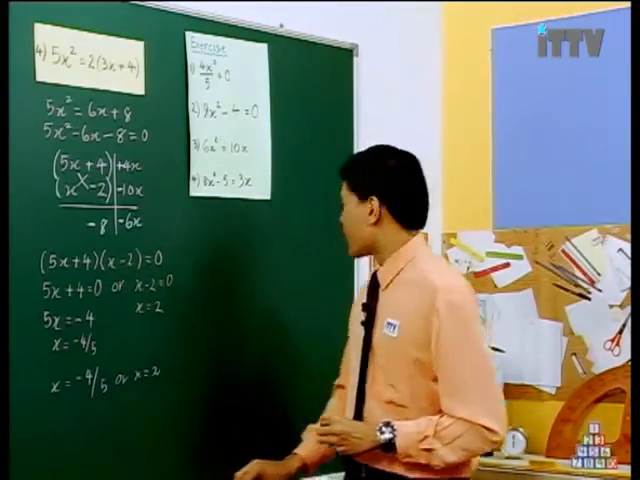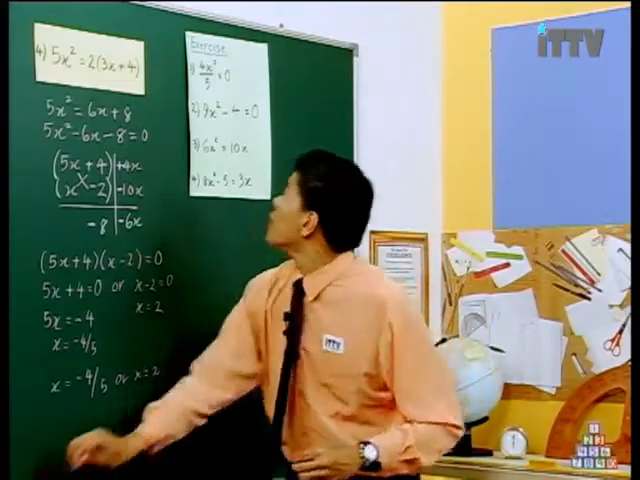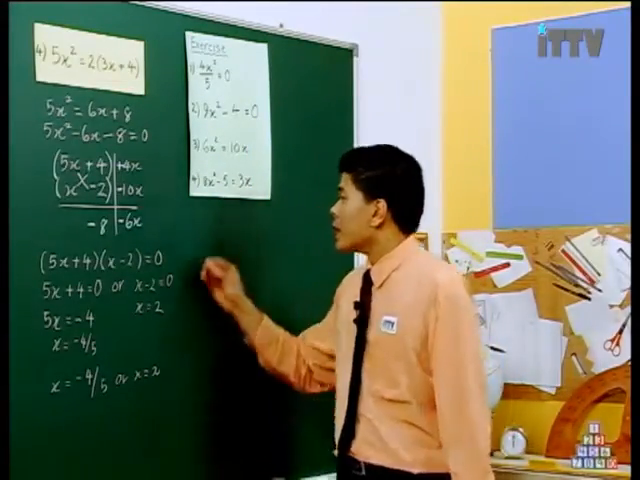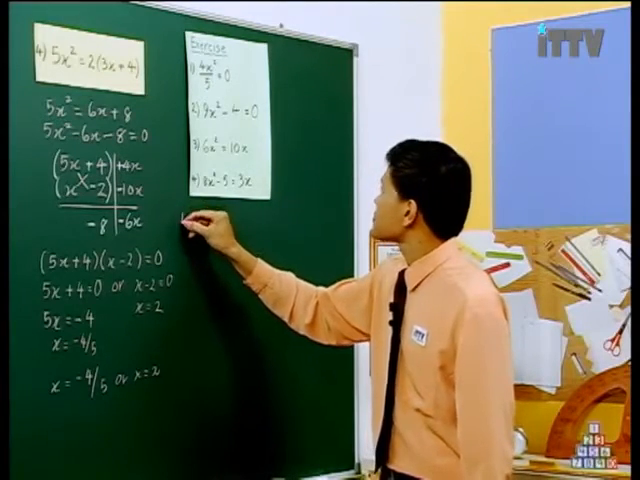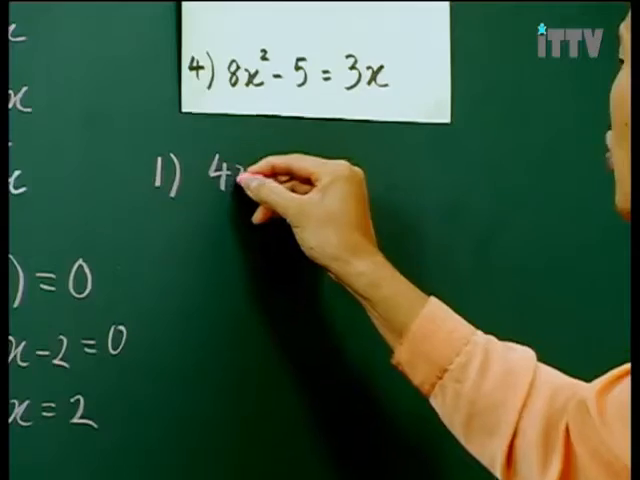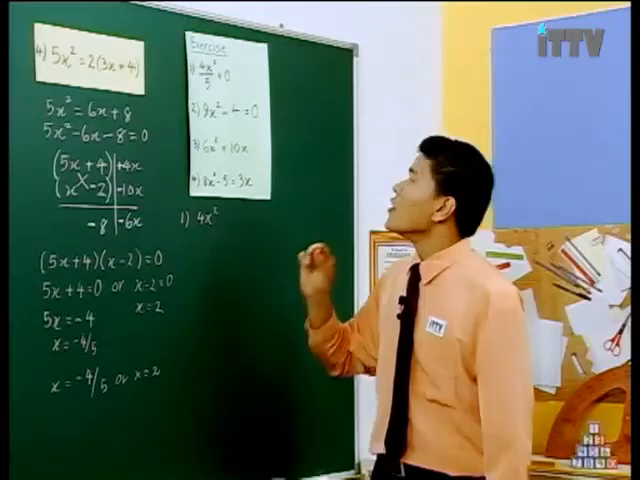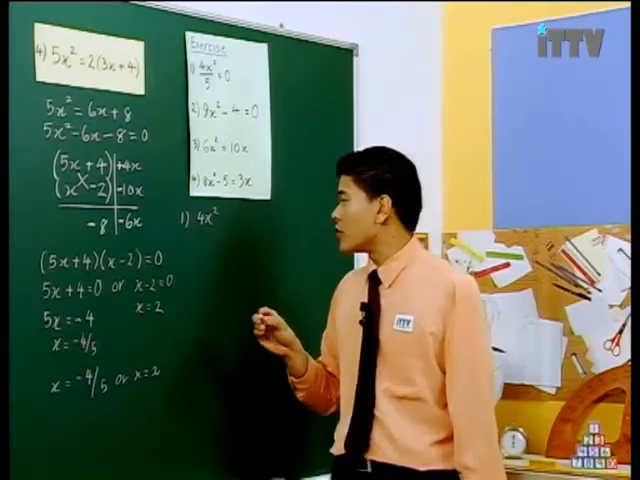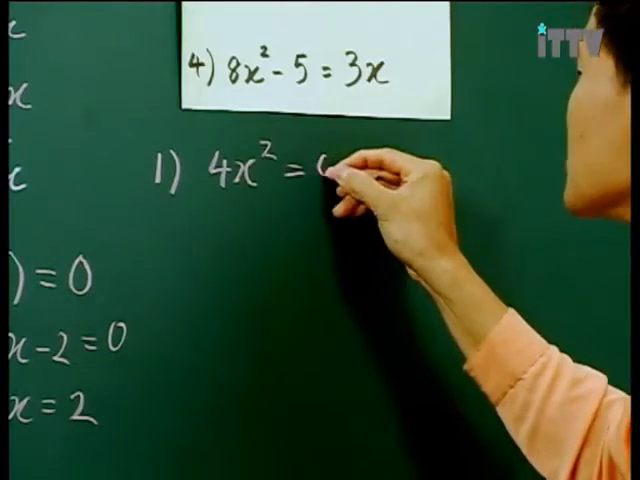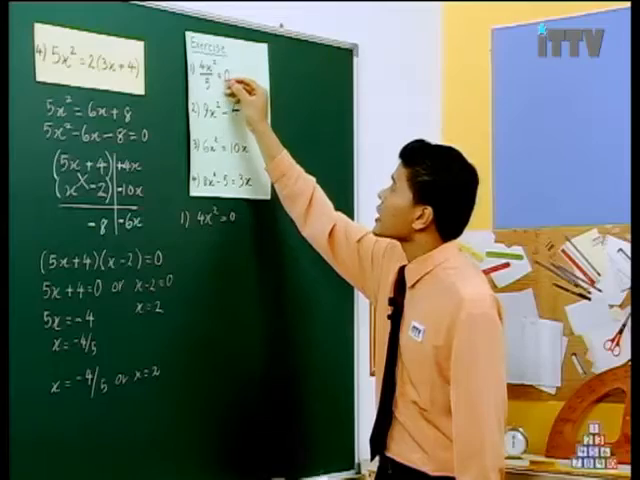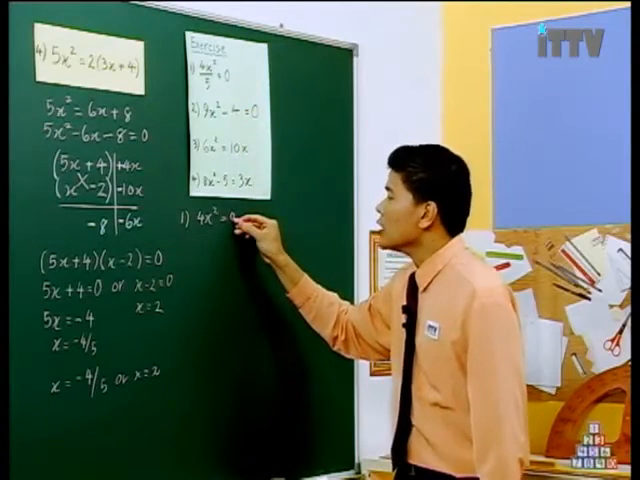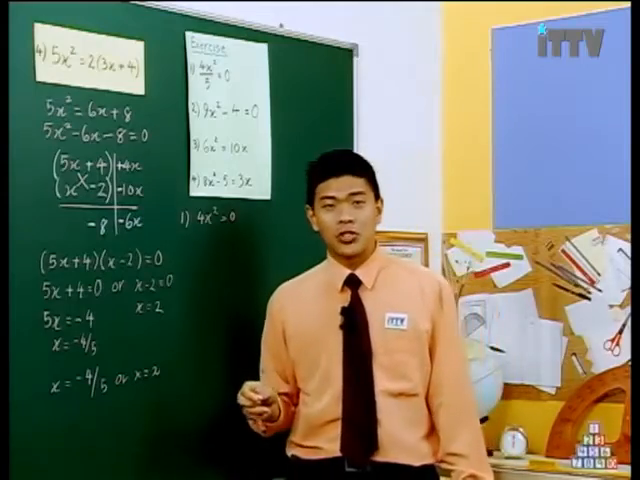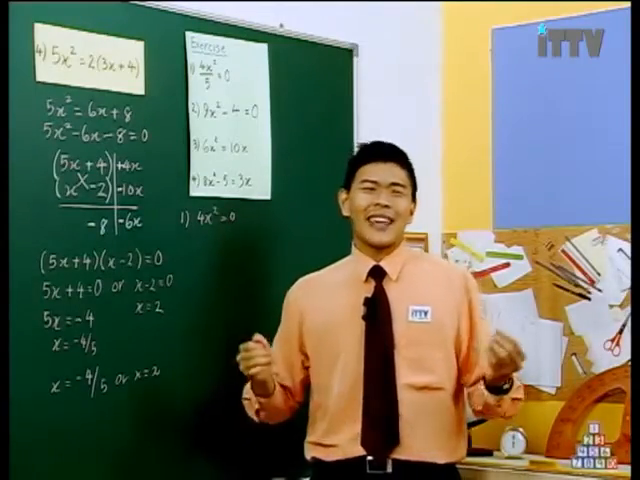In number 1, how do we solve 4x squared over 5 equals 0? Take out number 1. 4x squared over 5 equals 0. So 5 cross multiplied with 0 gives you 0. It comes from here, 5 times 0 gives you 0. So 4x squared equals 0.